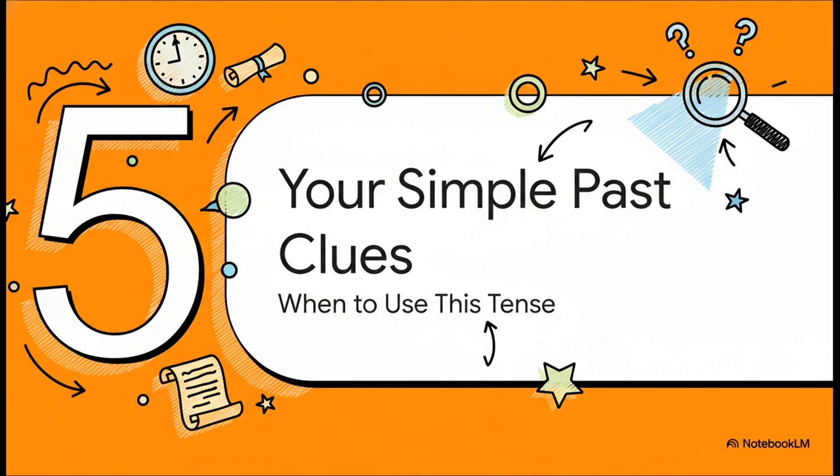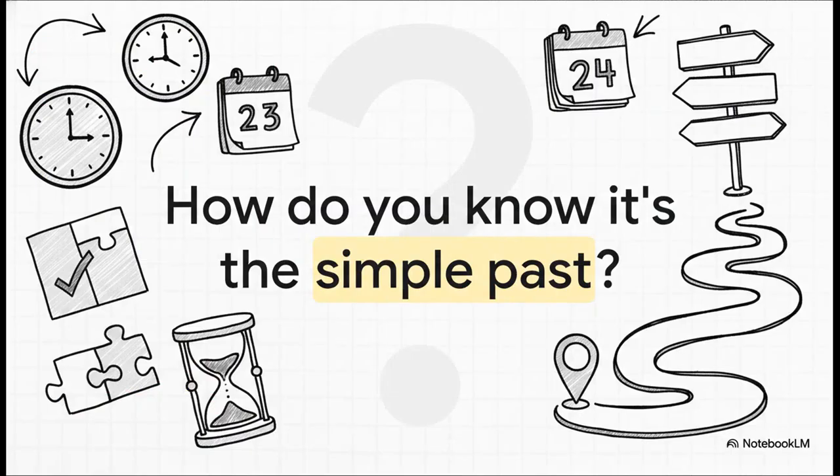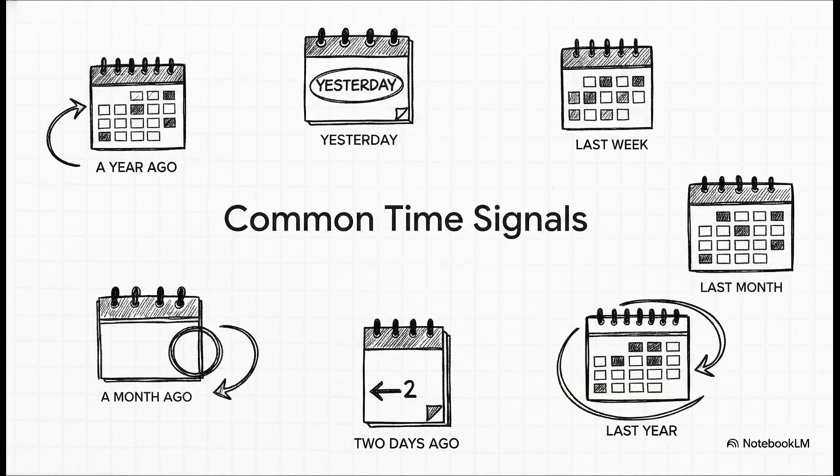Okay, so you've got the rules down pat. But how do you know when it's the right time to use the simple past? Well, lucky for us, there are some common clue words to look for. The answer is to keep an eye out for words that signal a very specific, completed time in the past. Think of them like little signposts that are telling you, hey, use the simple past right here. And here they are, some of the most common signals. Anytime you see words like yesterday, last week, or 2 days ago, it is a huge clue that you're talking about a finished past action, and that means you need the simple past tense.